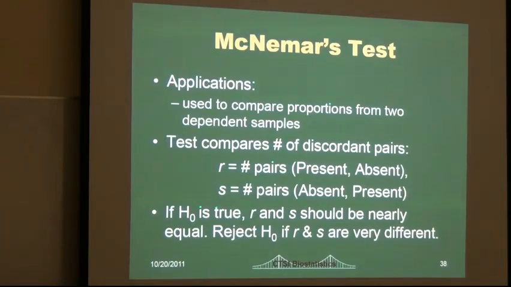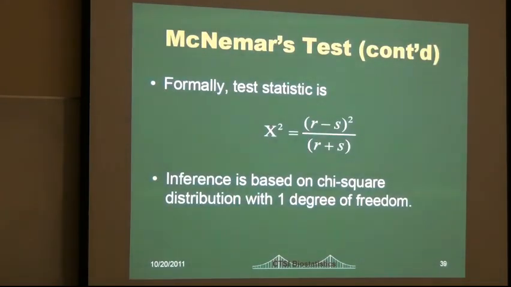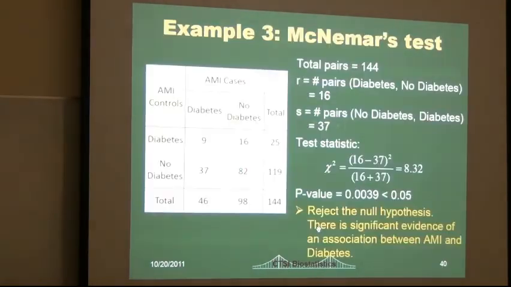So under the null hypothesis, the off-diagonal terms will be nearly equal. If the off-diagonal elements are very different, then it means that there is an association between the outcome and the characteristics of interest. So the test statistic is a chi-square. You compare the difference between the off-diagonal elements. The test statistic is the square of the difference over the sum of the off-diagonal elements. The inference is based on a chi-square with 1 degree of freedom.